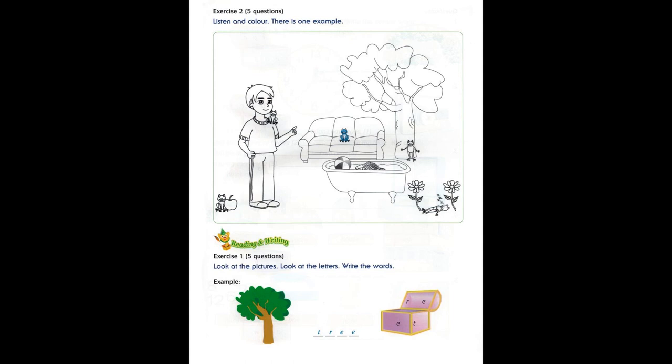Find the frog on the sofa. Sorry? The frog on the sofa. Yes, I've got it. Colour it blue. Colour the frog blue. Can you see the blue frog? Now you listen and colour.